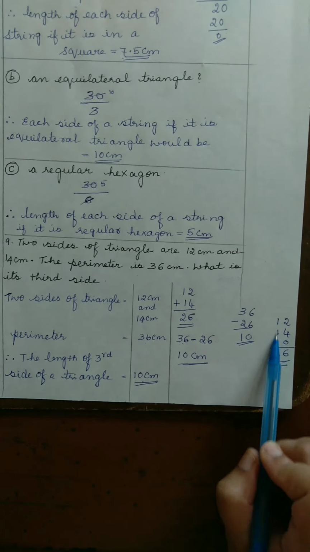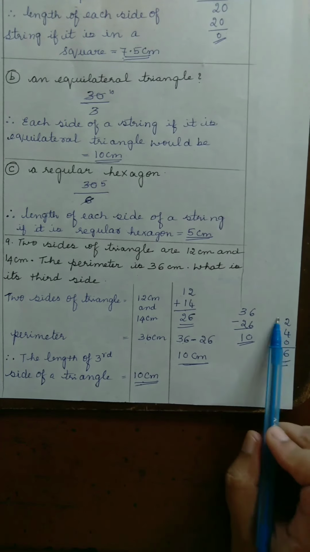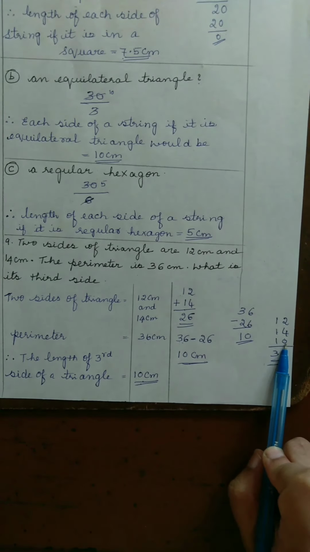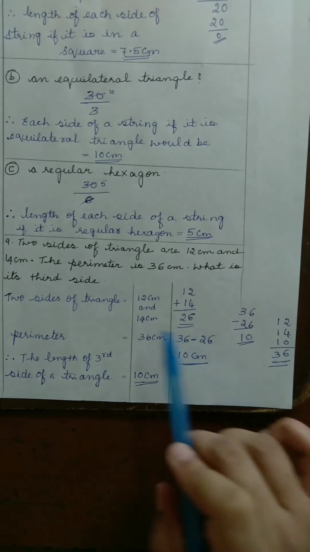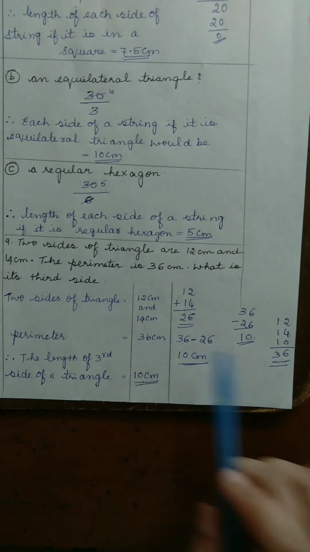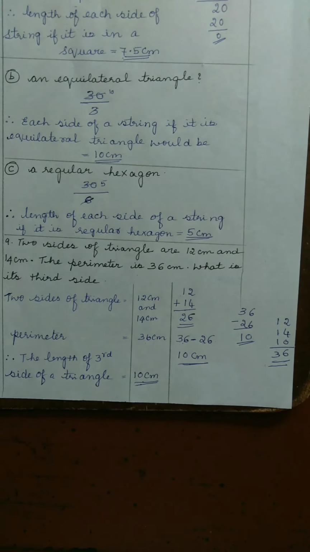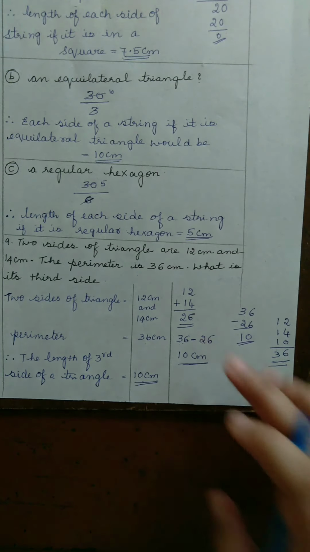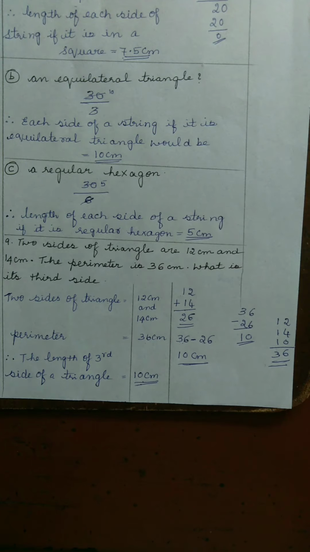And we had done the verification of the answer by adding all the three sides of the triangle. And we got the answer equal to the perimeter, that is equal to 36 centimeter. Therefore, the verification we have done, the answer is correct. And this is the method of solving the 9th problem.